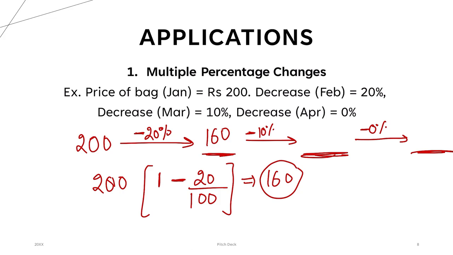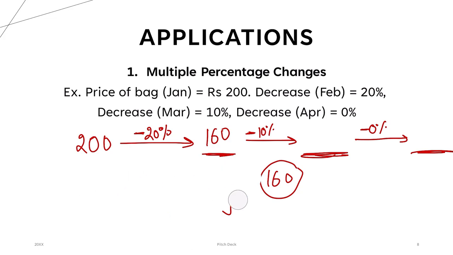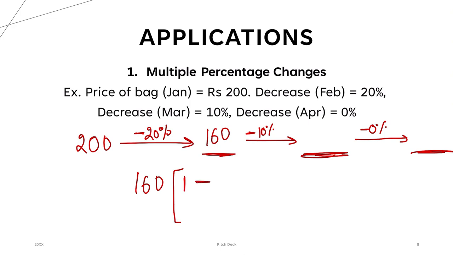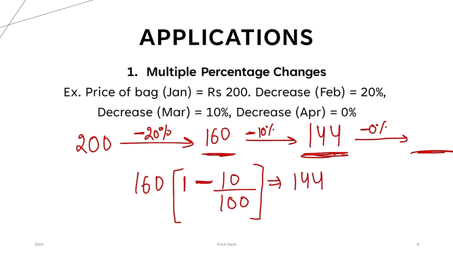Now moving on. The initial price was 160. Now the price has decreased by 10%. 160, 1, now we are putting a minus sign, 10 by 100, which is a percentage change. So you will see this is 160 multiplied by 0.9. So you will see 144 is the value. So 144 is the price. Now it has decreased again from 160 to 144.